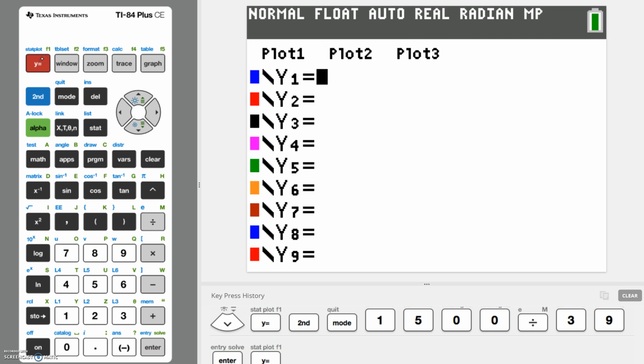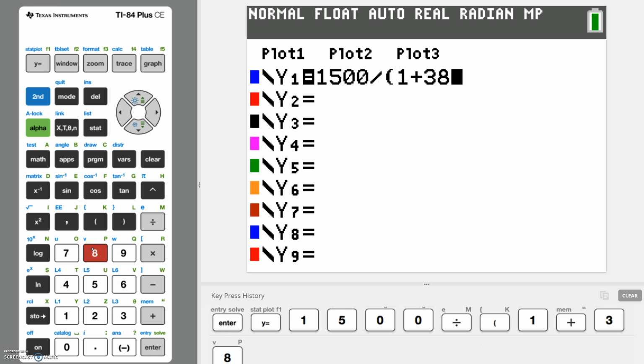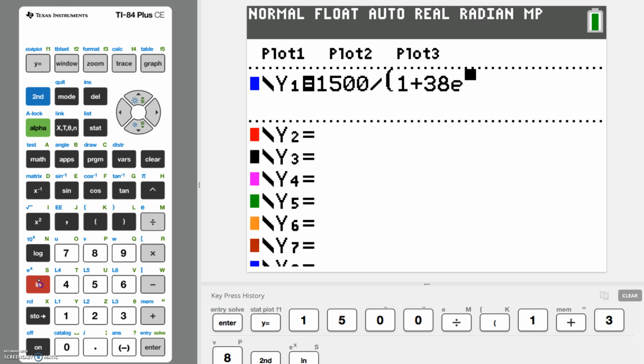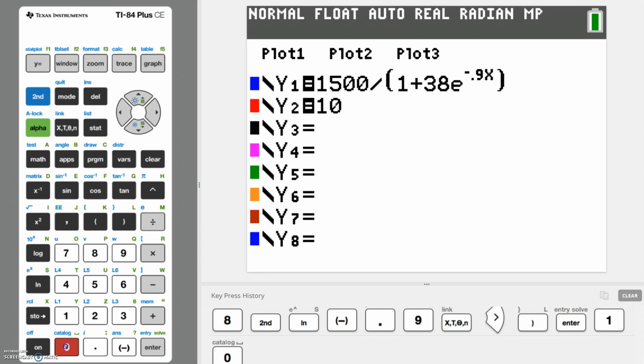So for our y1, I'm going to graph 1,500 over 1 plus 38 times e raised to the negative 0.9 x power. And then I also want to graph y2 equals 1,000. I'm just looking for the intersection of those. I want to know when is the number of students who have heard it 1,000.